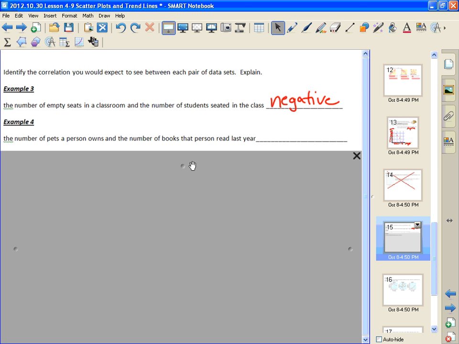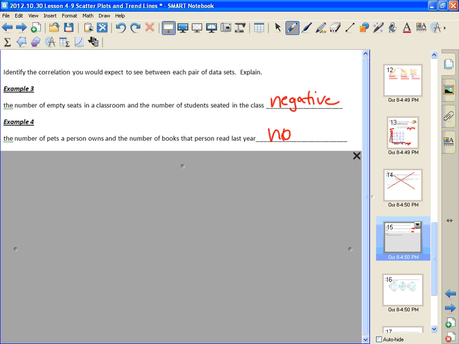Okay, so on example 4, it says the number of pets a person owns and the number of books that person read last year. So as the number of pets a person owns increases, what happens to the number of books that they read last year? But there are some people who own pets that read lots of books, like crazy cat ladies, right? So is there a whole lot of correlation between the number of pets you own and the number of books you read? Probably not, right? So for that, we would say there is no correlation.